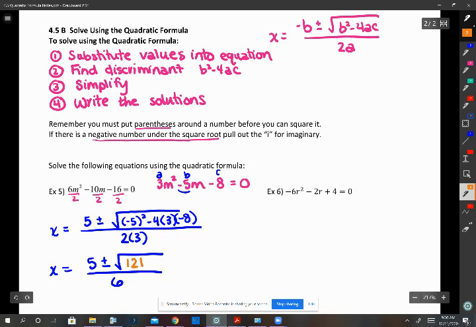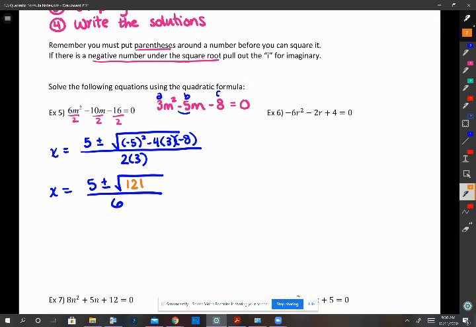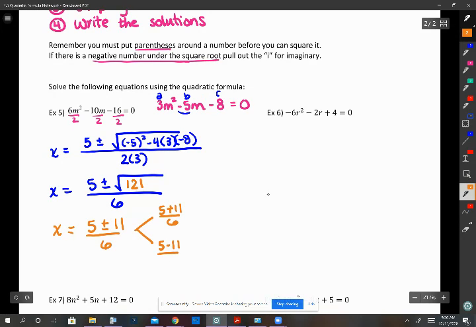Find the discriminant. And then if it comes out nice, like this one comes out nice, so I can just do the work. So we're going to get x is equal to 5 plus or minus, when I simplify, square root of 121 is 11 over 6. And so what this does is it breaks it into two problems. We get 5 plus 11 over 6, and then we have 5 minus 11 over 6.